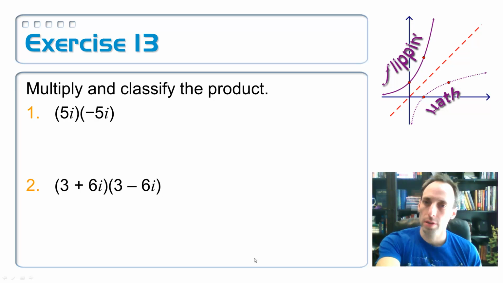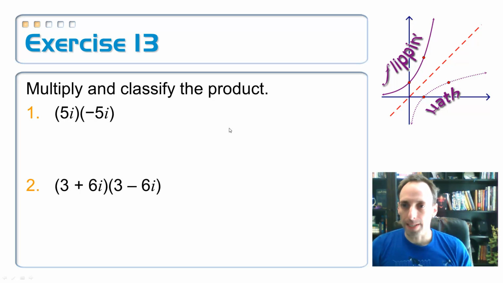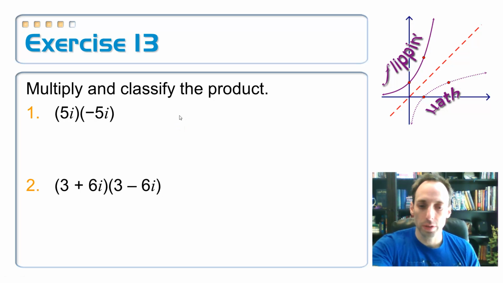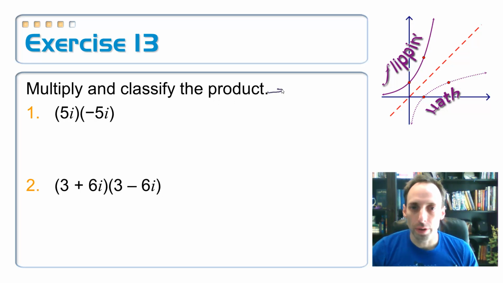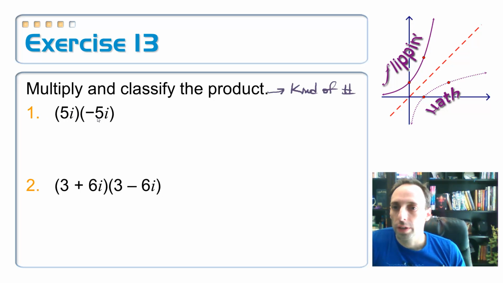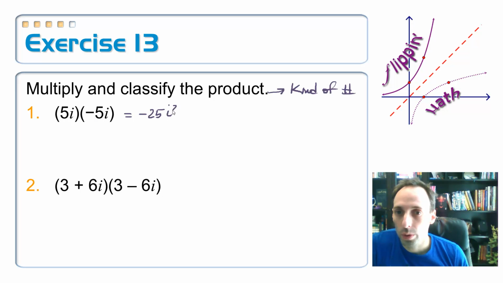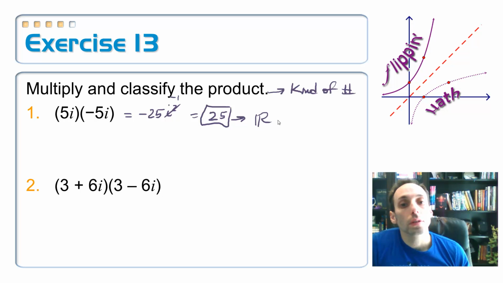Okay, let's move on to the next exercise. Multiply and classify the product. In other words, what kind of number it is. 5i times negative 5i. 5 times 5 is going to make that negative 25. Of course, i times i is i squared, which we know to be negative 1, makes positive 25. That's a real number.